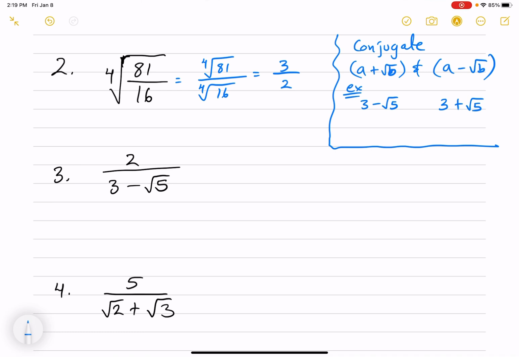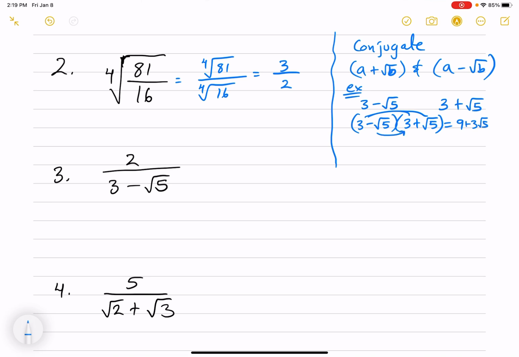And something really interesting happens when you multiply the conjugates. When you multiply two conjugates, you notice that when we distribute this, we're going to get 9 minus 3 cubic root of 5, I'm sorry, plus 3 cubic root of 5 minus 3 cubic root of 5. And when you multiply the square roots, did I say cubic root? I think it's square root. Anyway, 3 times 3 is 9.